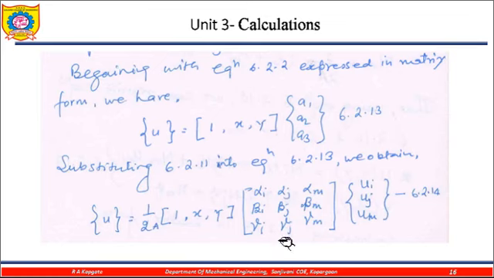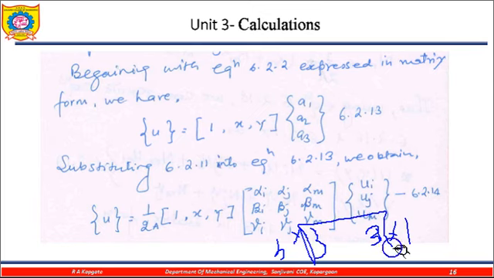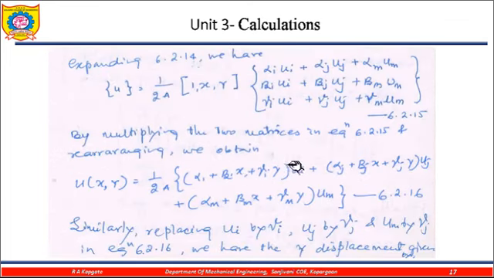Now in this one, just look at the size of the matrix. This is a 3 by 3 matrix, and this one is a 3 by 1 matrix, a row multiplied by a column, so we get a 3 by 1 matrix. The multiplication is possible because these values are constant, and we get a 3 by 1 matrix, so 3 rows and 1 column. Here we are getting three parameters and one column.